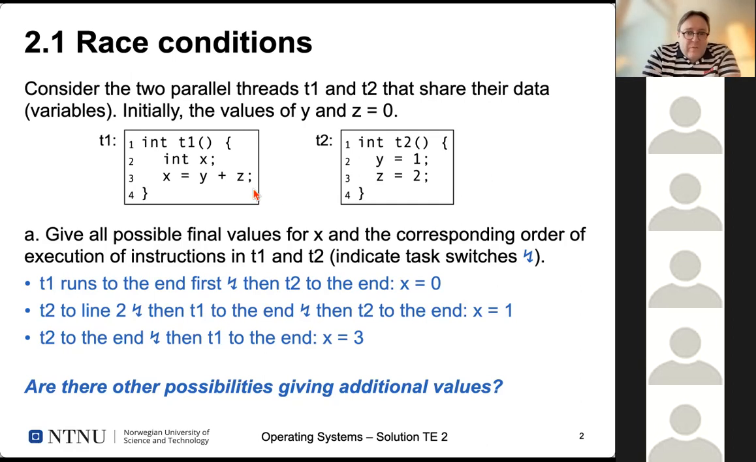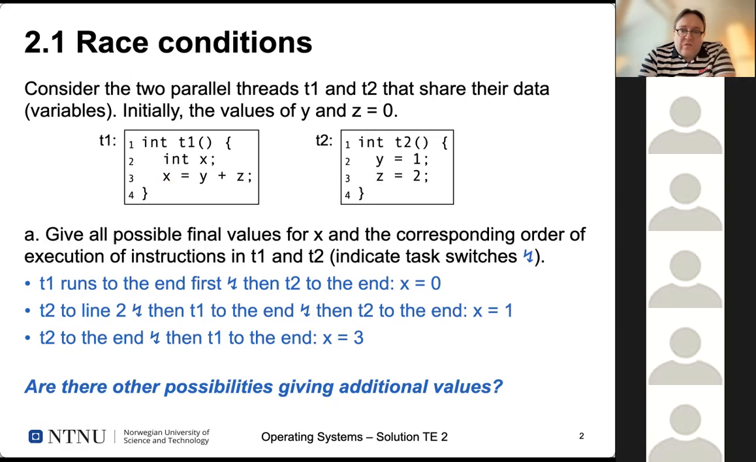So the first example would be T1 starts, runs to the end, and afterwards T2 starts and runs to its end. When this happens, the initial values of 0 are in y and z, and obviously we calculate x equals 0 plus 0 and get the result 0. That's the most uninteresting point, I guess. So what else can happen?